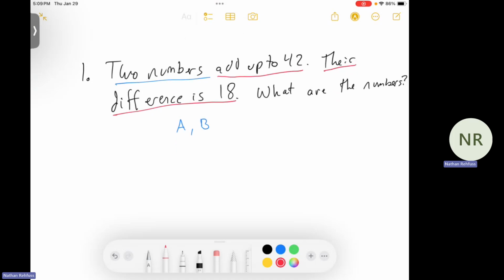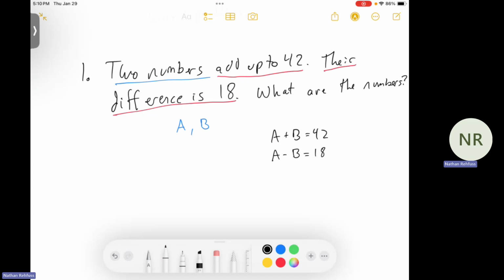When it says 2 numbers add up to 42, I want to write that as an equation. I'm going to write a plus b is 42. It says that their difference is 18, so I should write something like a minus b is 18. Now I'm done with step 3. It's time for step 4. Use your equations to rewrite all unknowns in terms of one variable.